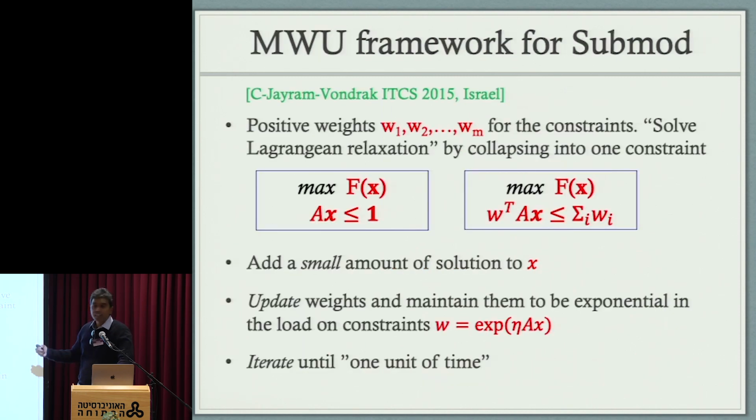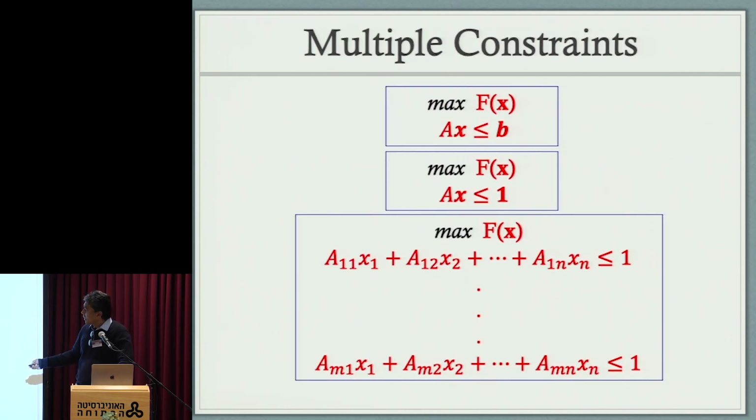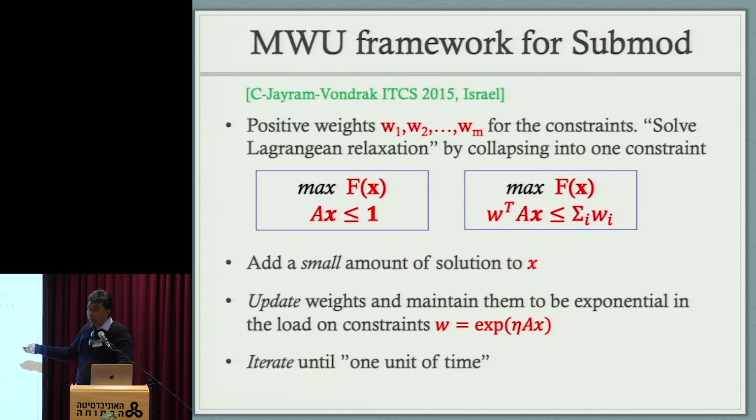What is the multiplicative weight update methodology? In a nutshell, we adapted it for submodular function maximization in this 2015 paper. What it does is, it takes this problem and reduces it to iteratively solving a single constraint problem. How? It takes weights on these constraints and linearly adds all of them. So you take a relaxation of the original problem by taking a non-negative weight on each constraint and solving the Lagrangian relaxation obtained by multiplying each constraint by the weight and adding them up, getting a single constraint.